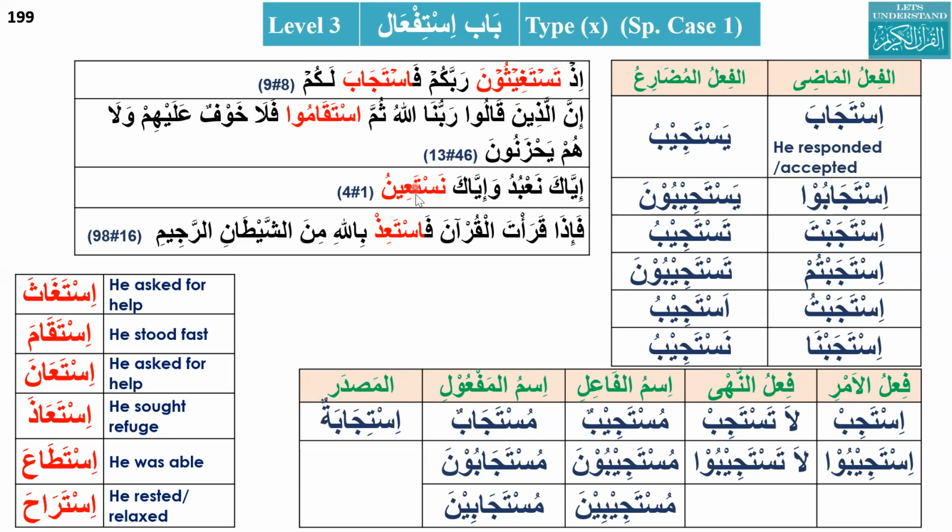This is nasta'inu. What is the first verb, the starting word for nasta'inu? Ista'ana. What is the chapter? Bab istif'al. Special case. What is the special case? Istajaba, yastajibu, istijaba. So, nasta'inu. Okay, now combine the translation, please. Only you we worship, and only you we ask for help. So we have to go to the breakout room so that we can practice on this, and especially we have to focus on the ayahs.